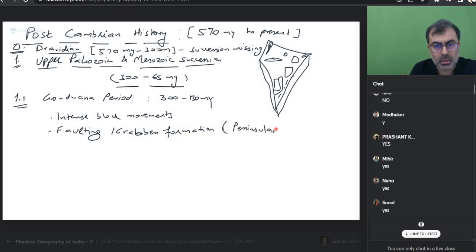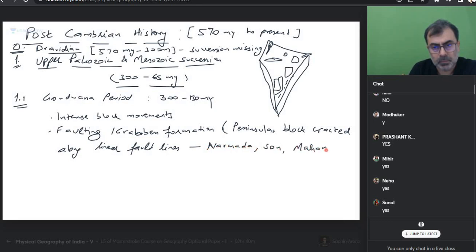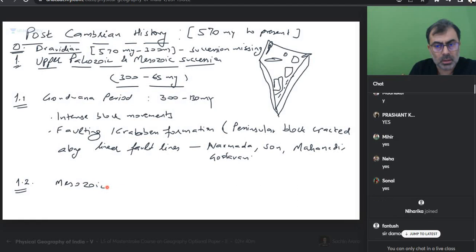Peninsular block cracked along linear fault lines: Narmada, Son, Mahanadi, Godavari. 1.2 Mesozoic. Okay, let's add Damodar also, absolutely, thank you for reminding, Santosh.